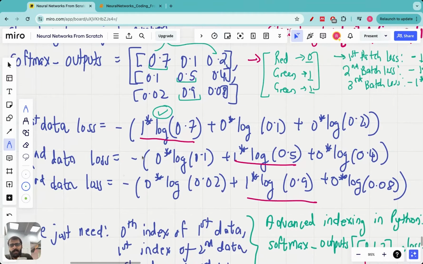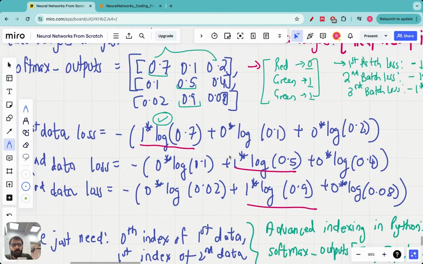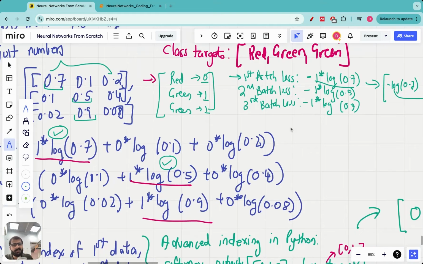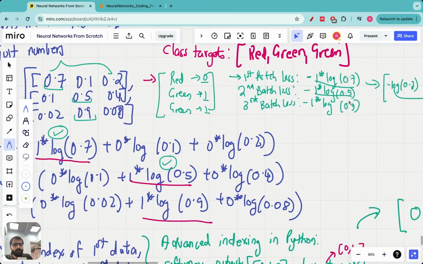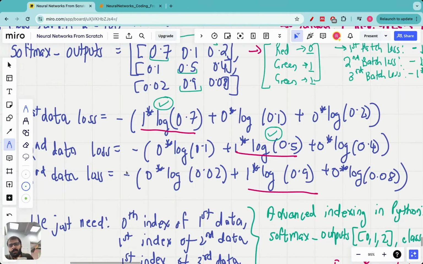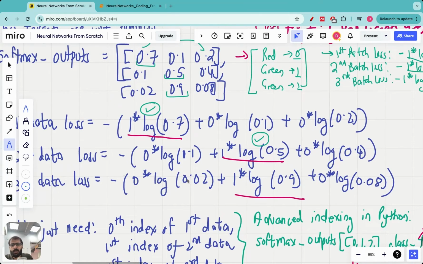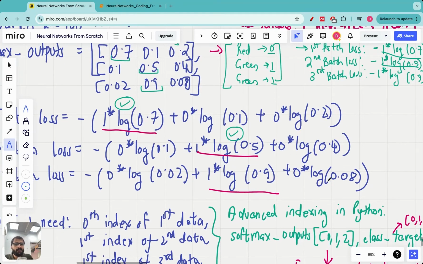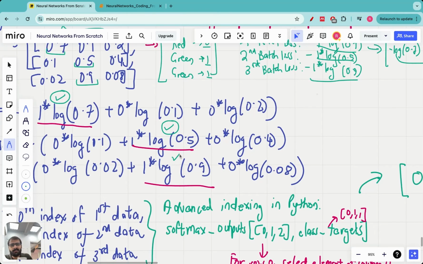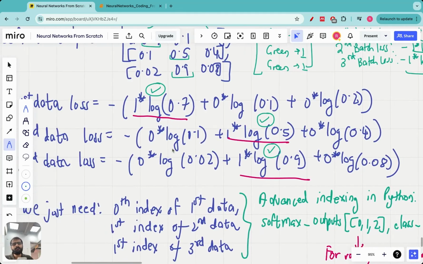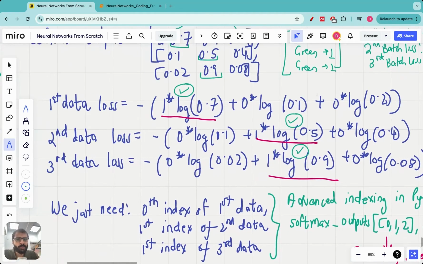If you look at the second data loss, it will be negative of 0 into log of 0.1 plus 1 into log of 0.5 plus 0 into log of 0.4. So the only thing which will survive is this, as has been written over here. And for the third data, the loss is negative of 0 into log of 0.02 plus 1 into log of 0.9 plus 0 into log of 0.08. So the only thing which will survive is this second quantity. Okay, so these are the three data losses.